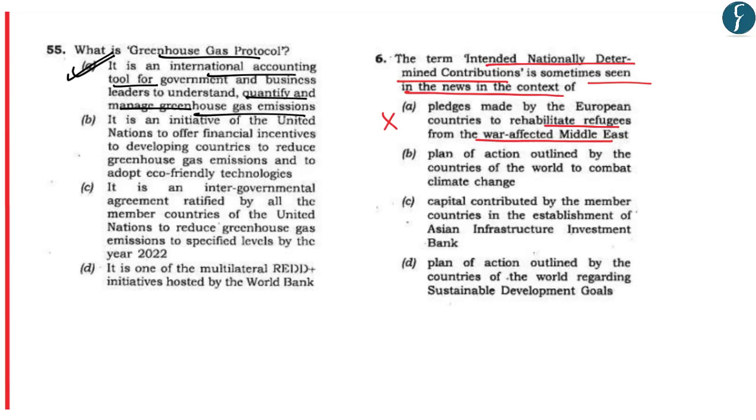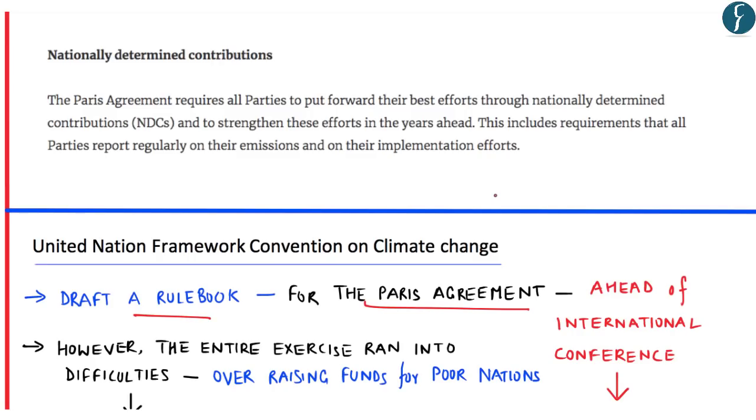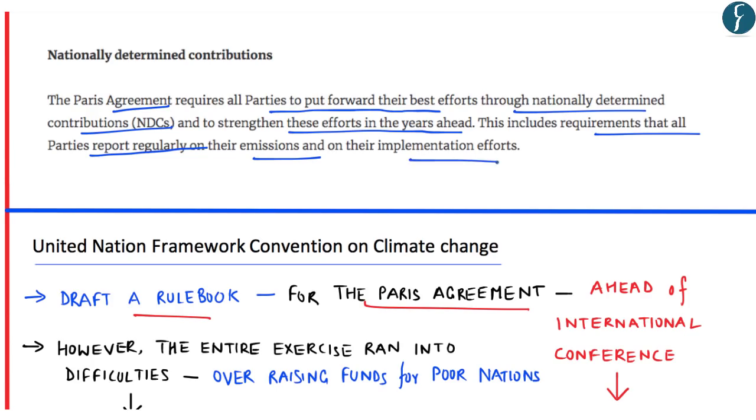No, this is incorrect. B. Plan of action outlined by the countries of the world to combat climate change. Yes, this is the correct answer with respect to intended nationally determined contribution. Now in this, it says that the Paris Agreement requires all parties to put forward their best efforts through nationally determined contributions and also to strengthen these efforts in years ahead. This includes requirements that all parties report regularly on their emissions and on their implementation efforts.